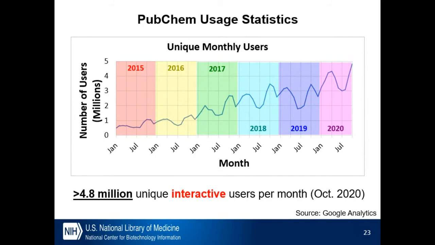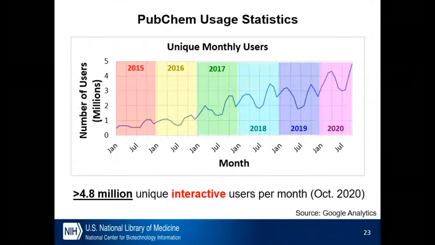And second, this number is only for interactive users who come to PubChem through web browsers like Google Chrome or Microsoft Edge. And it does not include programmatic users. Some users access PubChem programmatically through computer scripts, and the web traffic generated by these programmatic users is often comparable with the traffic from interactive users.